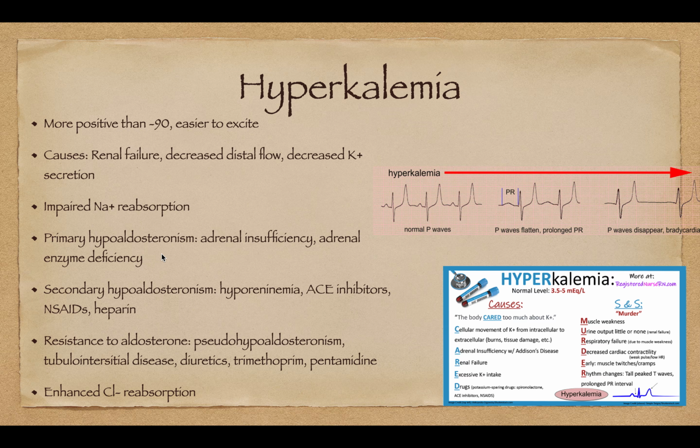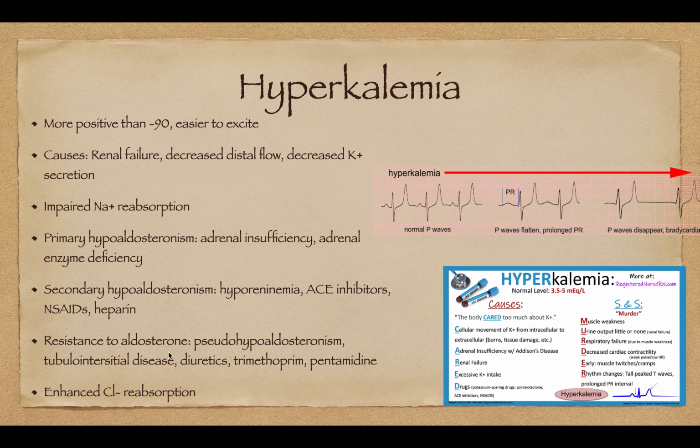Primary hypoaldosteronism, pardon me, is an adrenal insufficiency. So this is going to be a problem with the adrenal glands, and in particular, there's going to be adrenal enzyme deficiency. Secondary hypoaldosteronism is going to be hyporeninemia, so there's not going to be a lot of renin made, and different kinds of blood pressure medications, such as the ACE inhibitors, along with blood thinners, such as the drug heparin, will cause problems with aldosterone secretion.